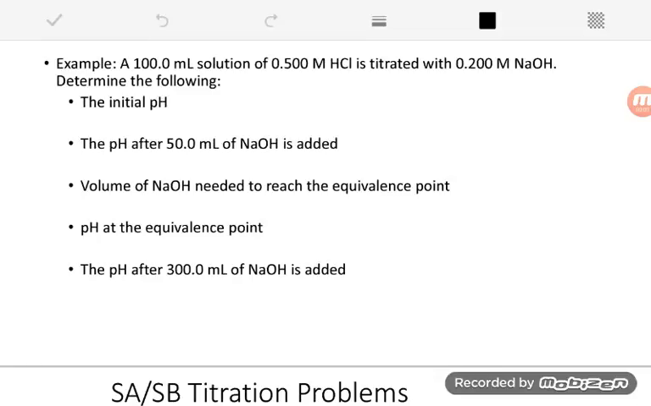Let's talk now about how to approach a titration problem. So we see we're starting with 100 milliliters of 0.5 molar HCl, and that's titrated, keyword there, with 0.2 molar sodium hydroxide. And it wants us to determine the following.